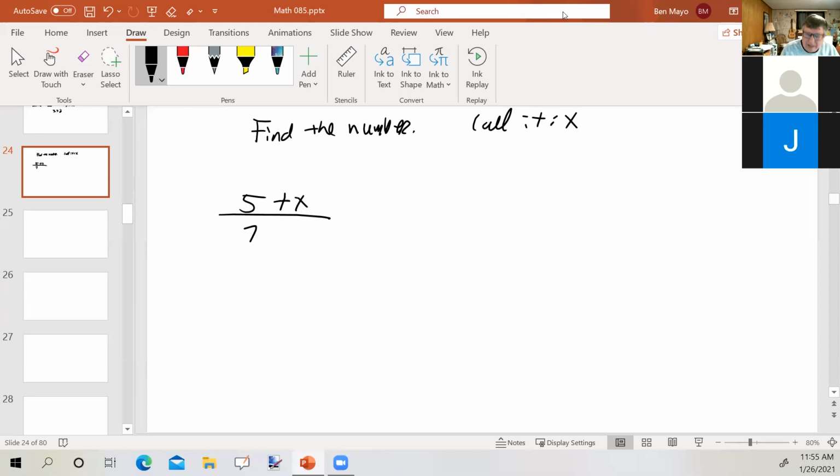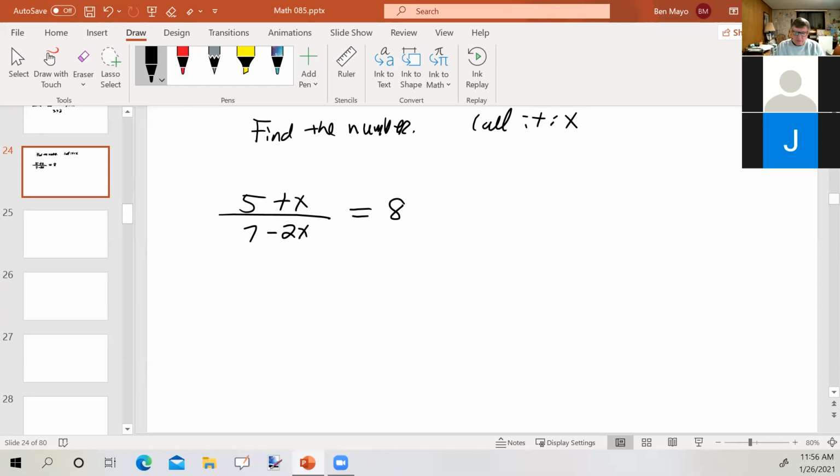Okay. If a number is added to the numerator of 5/7, so I'm going to add x to the numerator of 5/7, and twice as much is subtracted from the denominator, so I'm going to subtract twice x. The result is 8. Find the number. So a number is added to the numerator of 5/7, twice the same number is subtracted from the denominator, and the result is 8. So now we've got this equation.